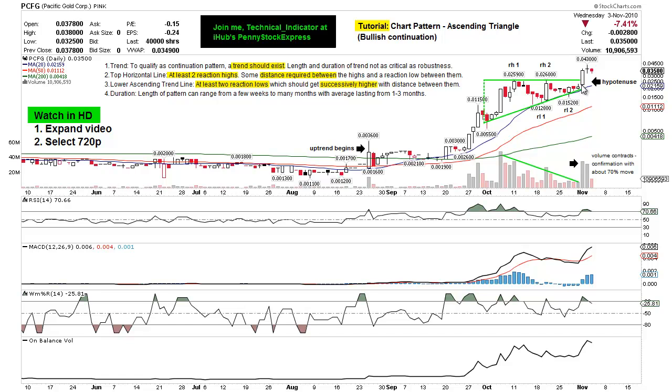which it did. Essentially what we're talking about here is the top horizontal line represents overhead supply that prevents the security from moving past a certain level. This is essentially resistance. Even though the price cannot rise past this level, the reaction low continues to rise. It is these higher lows that indicate increased buying pressure, and it gives the ascending triangle its bullish bias. Now as the chart pattern develops, volume continually comes into the stock at lower levels. But then you have a contraction, and when that volume contracts, basically you're looking for a break of the top trend line, which was the case here. It broke out for about 70%.